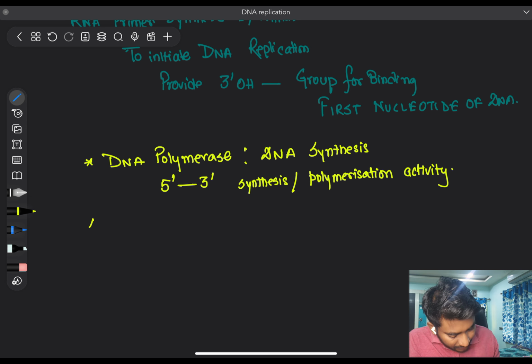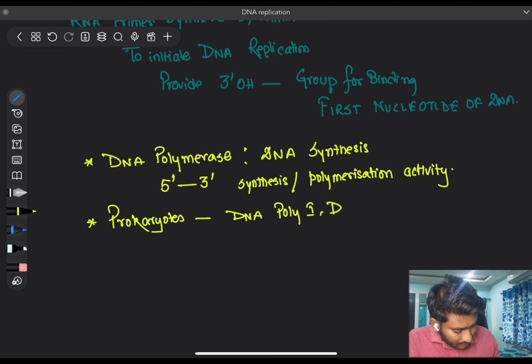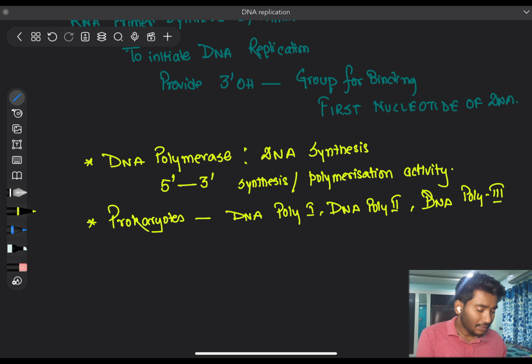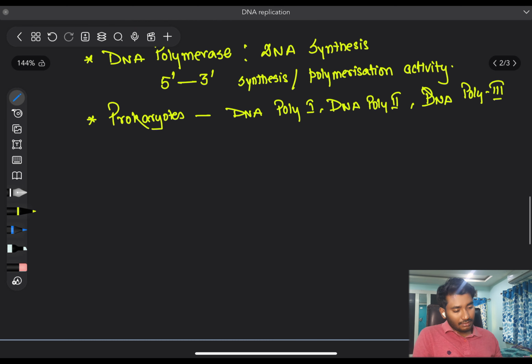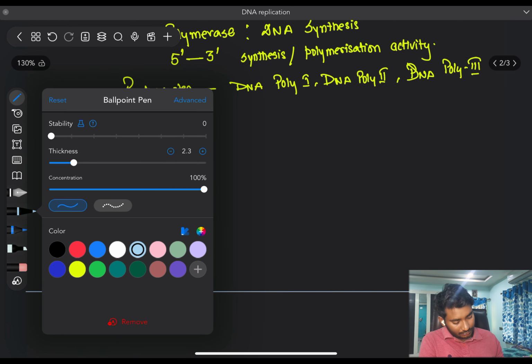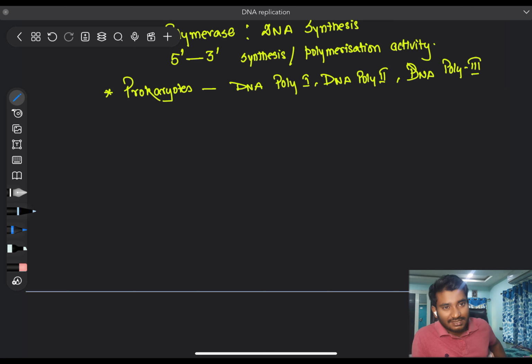Okay, in prokaryotes, DNA polymerase 1, DNA poly 2, DNA poly 3. In prokaryotes, these 3 enzymes perform the DNA replication. Okay. Now the unwinding process. So the unwinding process, again I need to draw a picture. This chapter contains so many pictures.